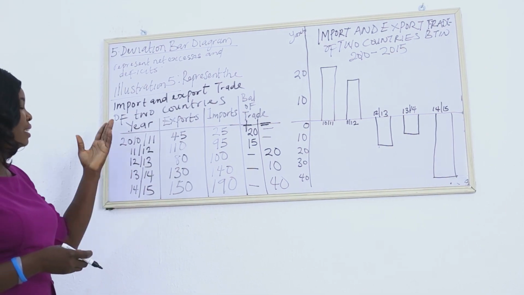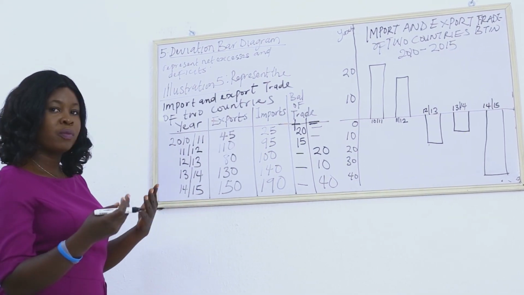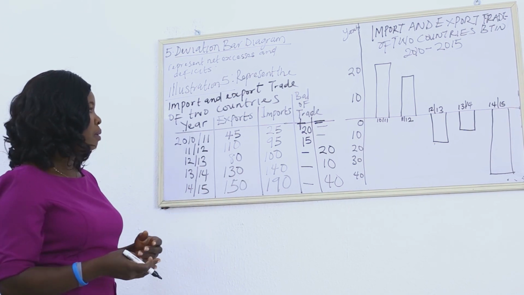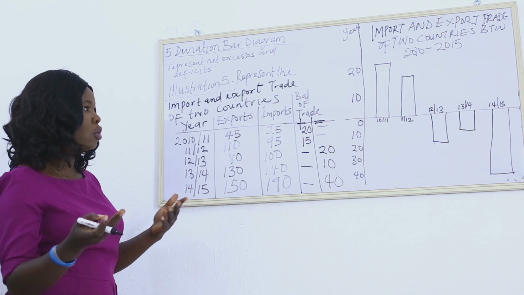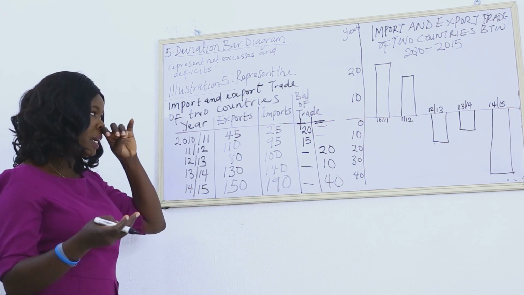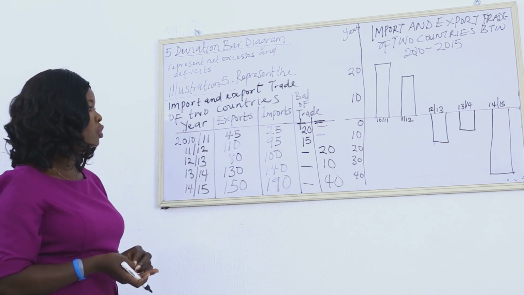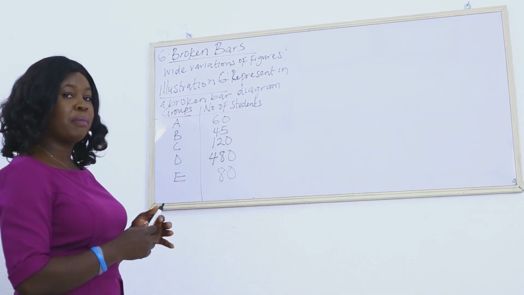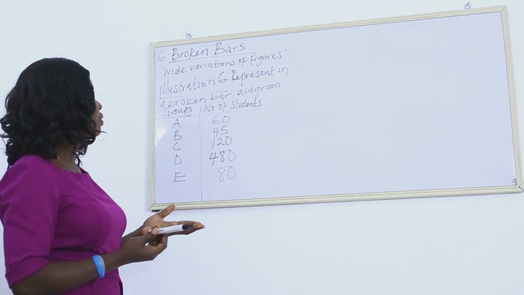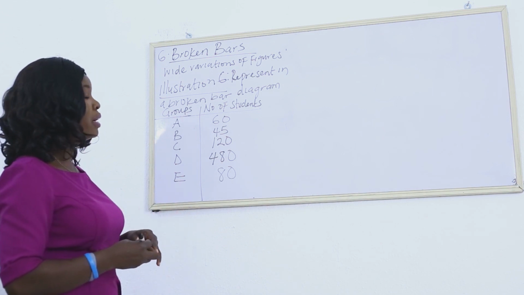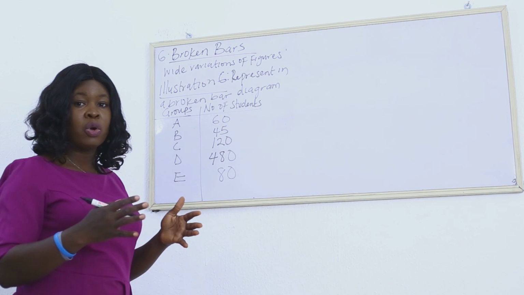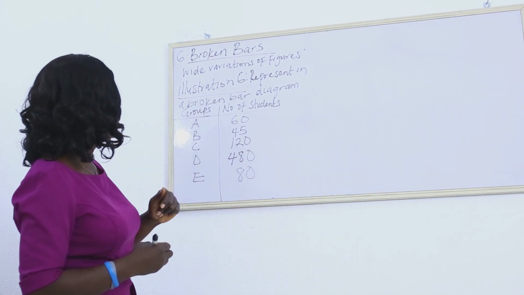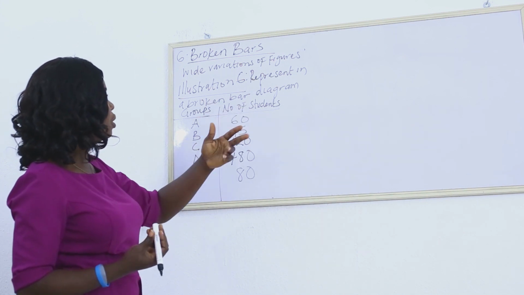And like I said earlier, it's a kind of diagram where we represent net excesses and net deficit, maybe balance of trade of countries, comparing countries to one another. And we have just shown an example. The last series on the one-dimensional diagram is the broken bar diagram, and broken bar diagrams are used to represent values where there are wide variations of figures. And this is an illustration that says represent in a broken bar diagram.